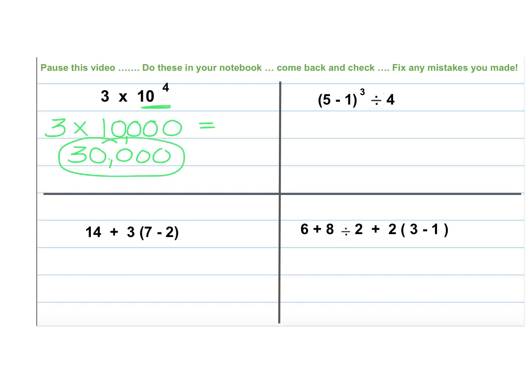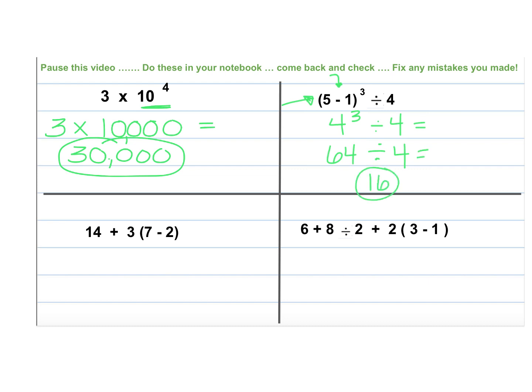5 minus 1 cubed divided by 4. So this one I'm going to do the parentheses first, which is 4. And then keep my cubed. My cubed is going to go with 4, but because parentheses comes before exponents, I do that first. Then I divide it by 4. 4 cubed, 4 times 4 is 16, times 4 is 64, and then divided by 4 is going to be 16.